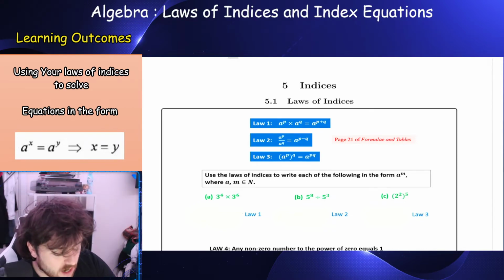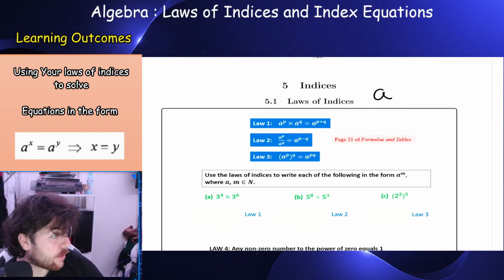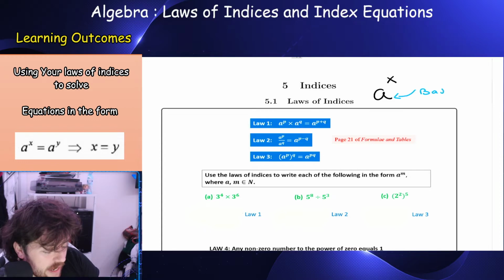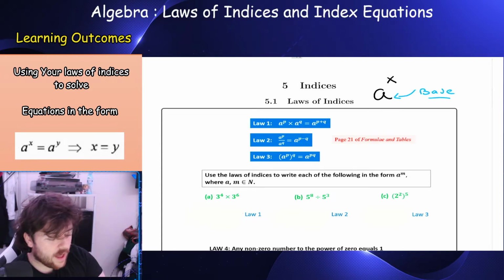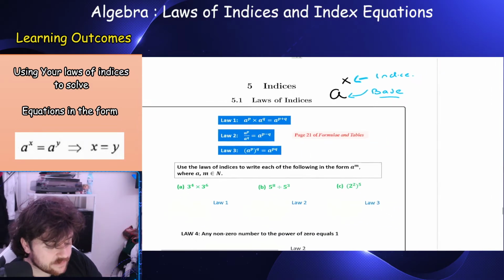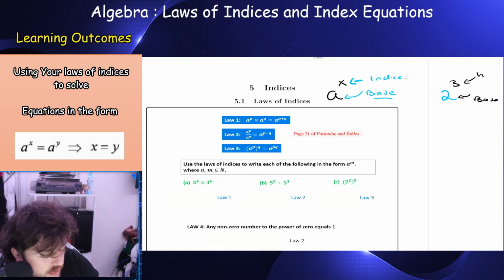Indices take this form. Say I have a number, we call it A, to the power of X. This A is known as my base number. And then the little floating number on top is known as my indice or my index. So, for example, I have 2 to the power of, let's say, 3. So 2 is my base and 3 is my indice.